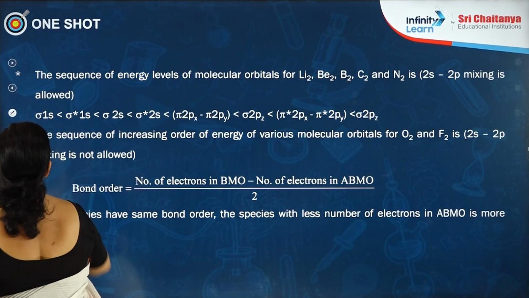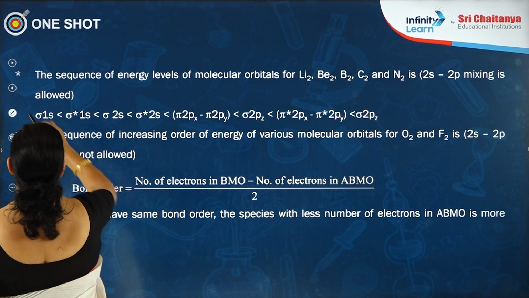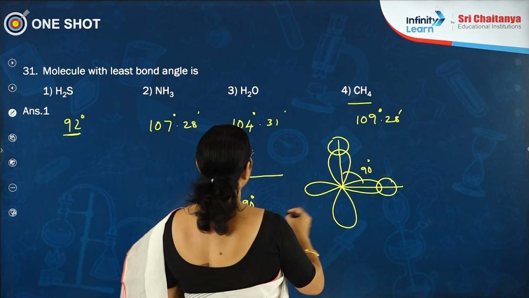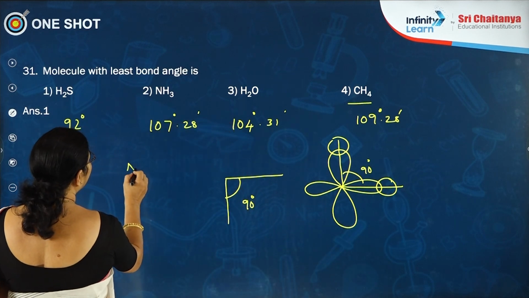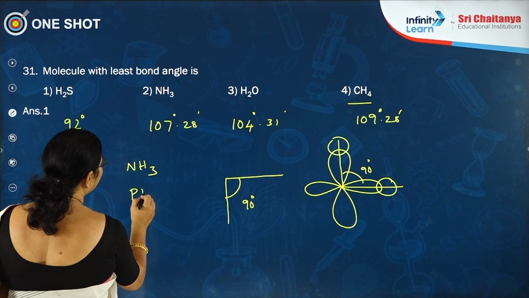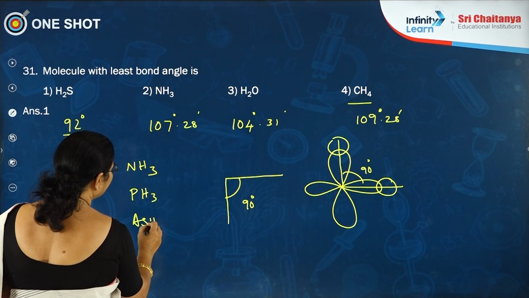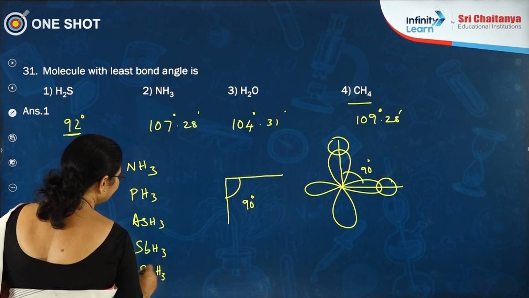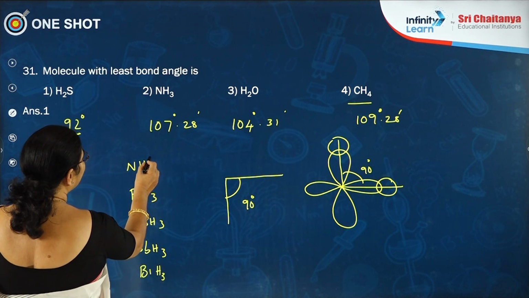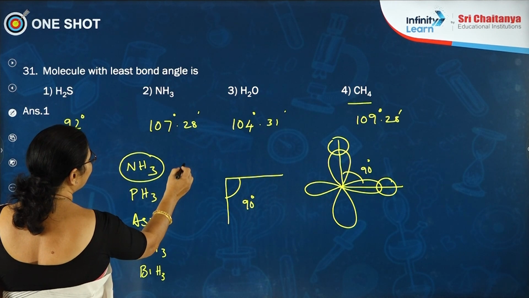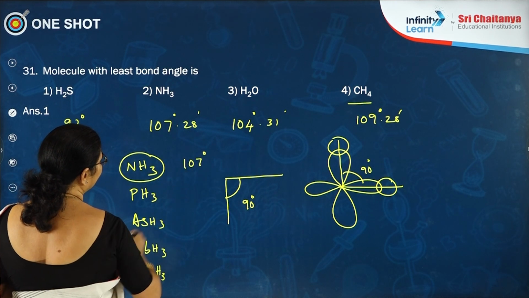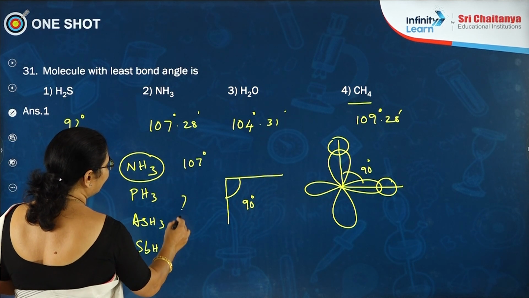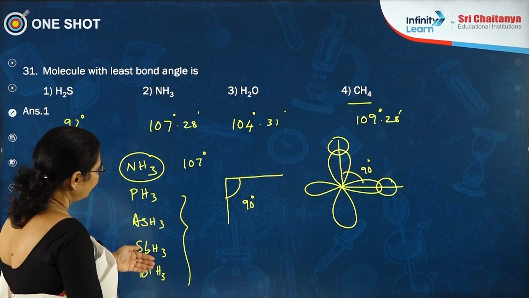Next, the sequence. One more point children, listen carefully, this is very much important, helpful to you. For example, if you take NH3, PH3, AsH3, SbH3, BiH3, because many students ask this question several times. Only in ammonia hybridization takes place, so bond angle is expected to be around 107 degrees. Now, in remaining hydrides, bond angle is nearly 90, means 92, 91, 90, 90 like that.